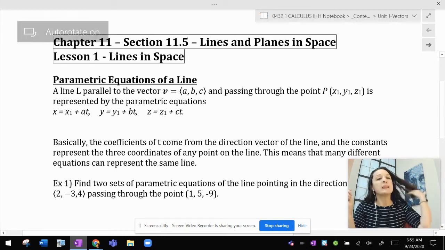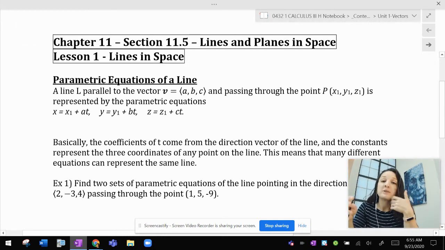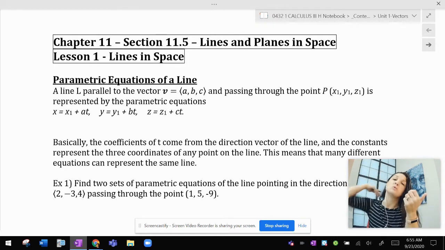Hello. Let's talk about lines in space. I've got to be honest, this is one of my favorite things to do. This is one of my favorite topics in Calc 3. I don't know why, but I love looking at linear equations, and then we're going to get into plane equations and how they get to interact. I just find it really cool, so I'm hoping that you guys will too.